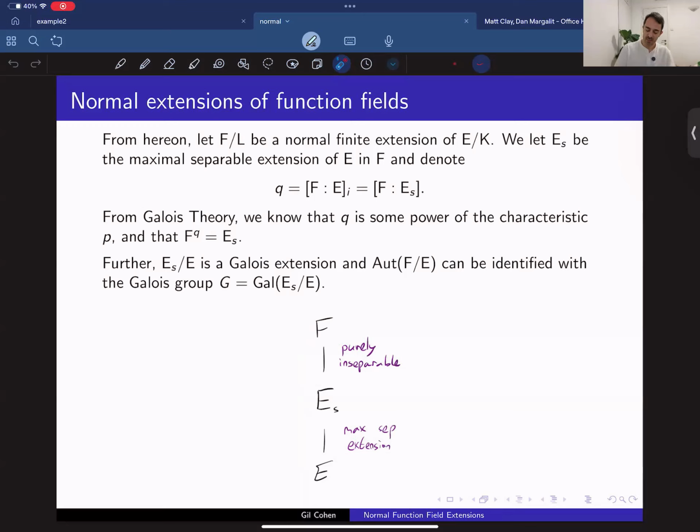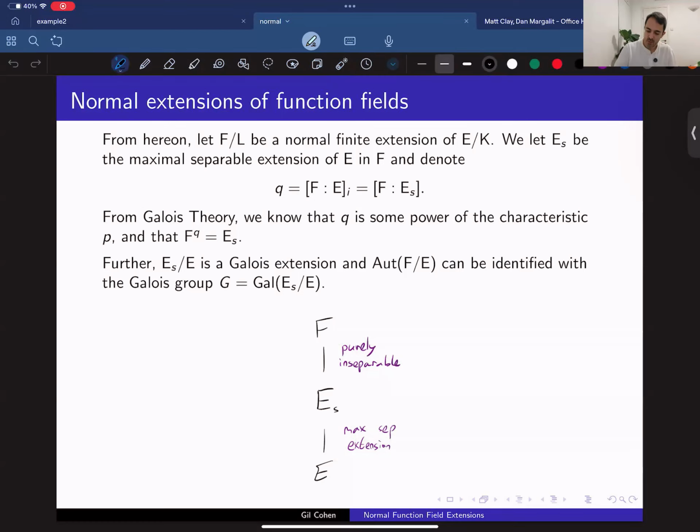Everything is finite here. So usually what happens is that you study this extension and then infer about that one. And indeed, the extension of F over E_s is also very simple, not simple in the algebraic sense, but simple. What you can show is that F over E_s is what's called purely inseparable. Separable means that an element's minimal polynomial over the ground field has no repeated roots, and purely inseparable means that the minimal polynomial has only one root.